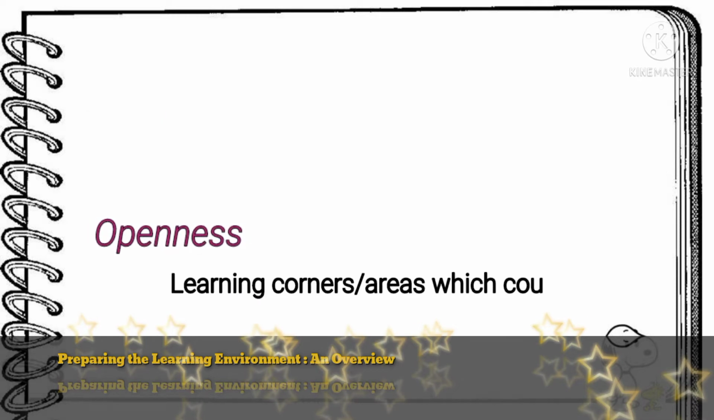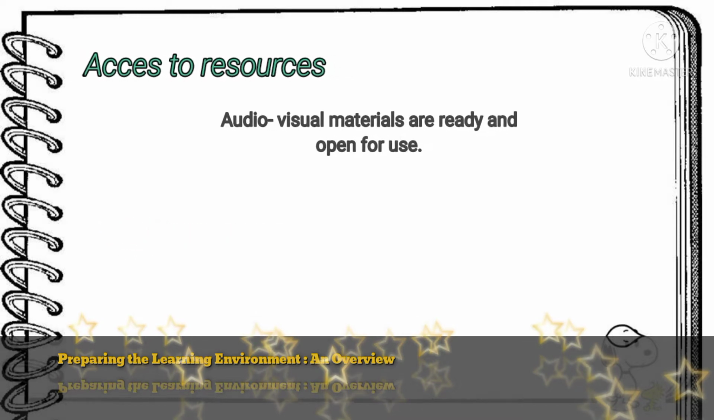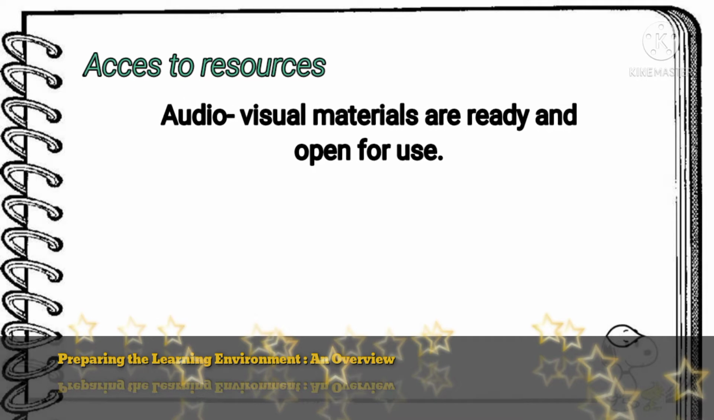Openness. Learning corners or areas which could be shared. Openness of the learning environment allows the learning process to be more visible and inviting to critics and new ideas. Access to resources. Audio-visual materials are ready and open for use. With access to learning resources, it helps students develop their individual learning strategies, values, attitudes, and general skills.